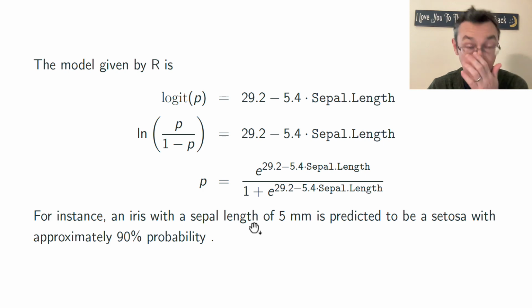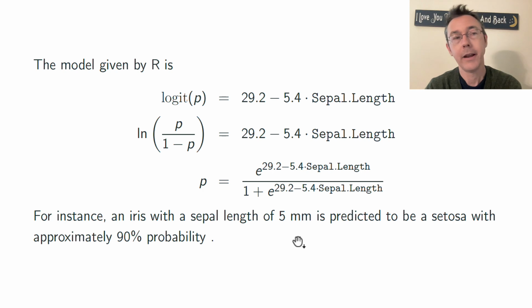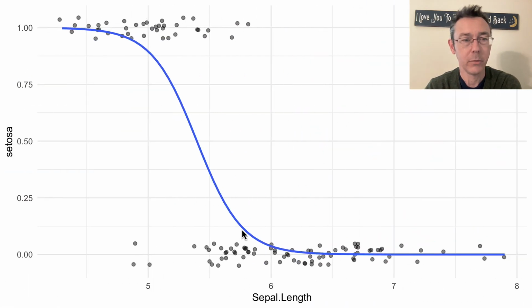Now, this allows us to make predictions for new observations. For instance, if we have a new iris that has a sepal length of 5 millimeters, we plug that in for sepal dot length here, do the math, and get a value out. In this case, the value we get for P is about 90%. If you look at this plot for a sepal length of 5, we have a y value of about 90%, and from this plot, you can believe it. That's saying that if we have a new flower whose sepal length is 5, there's about a 90% chance that it will be setosa.